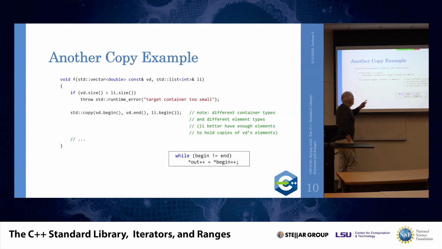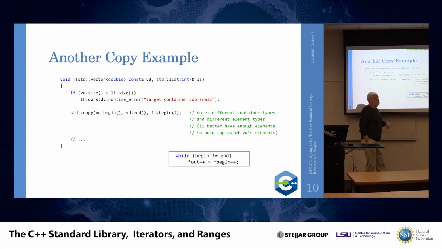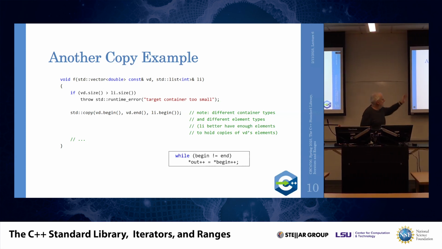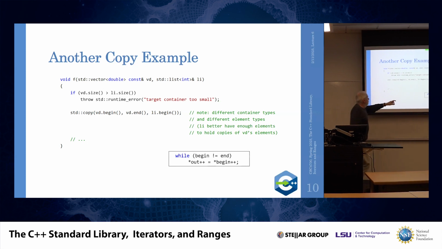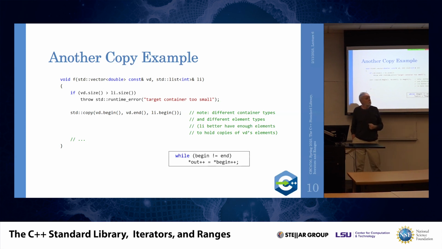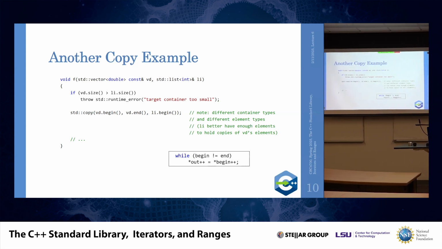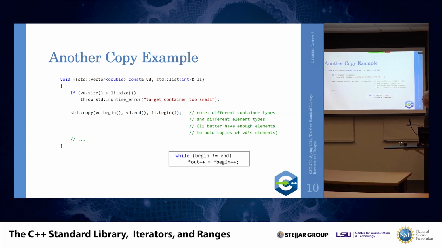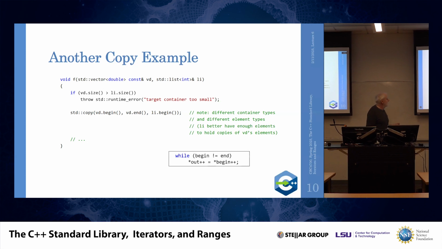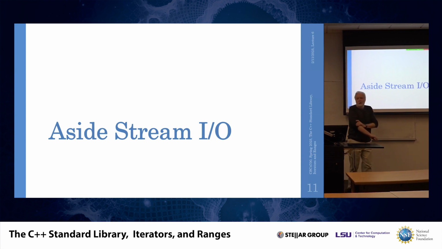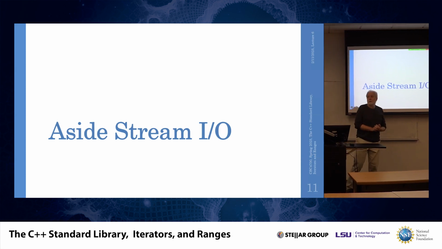The only thing we have to make sure is that the list container actually has enough elements pre-allocated so that copy can put things into it. Again, we don't use back-inserter here, so we assume that the list already has enough room for everything that will be copied. That's why I added that if statement. That just makes sure that copy will not be invoked if the size of the list is smaller than the size of our vector. Make sense? Good.